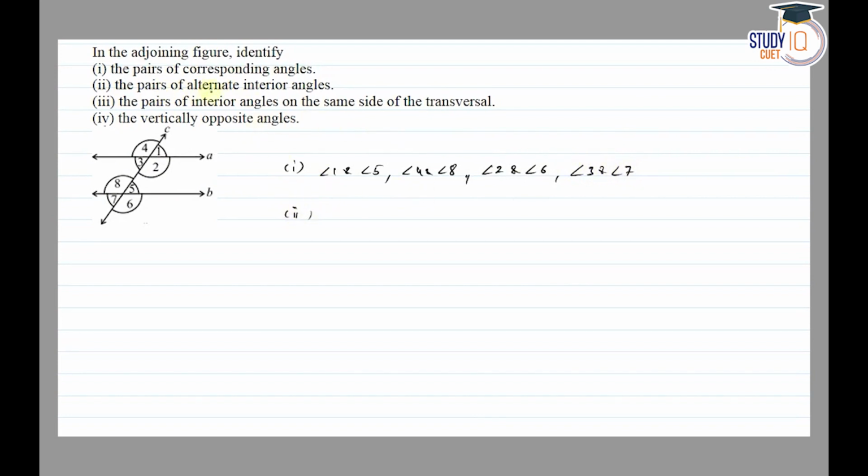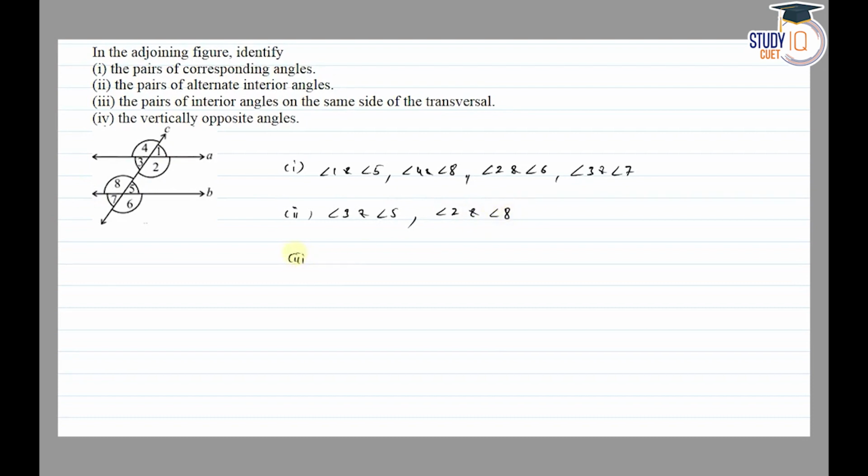Second, pair of alternate interior angles. So Z से बन रहा है हमारा 3 and 5. So हो जाएगा angle 3 and angle 5, angle 2 and angle 8. This angle 2 and angle 8.